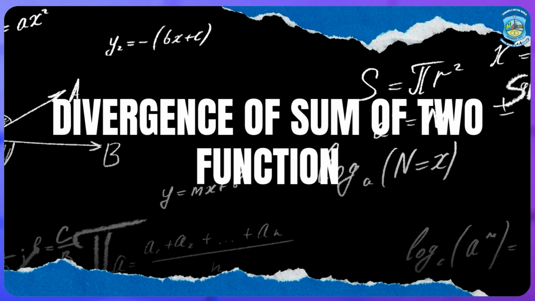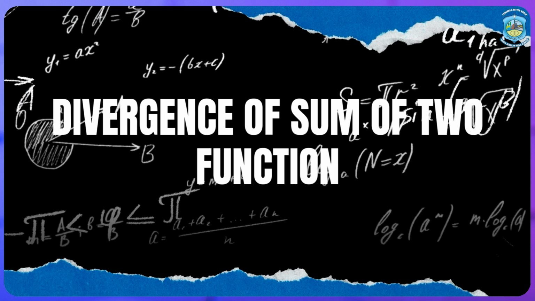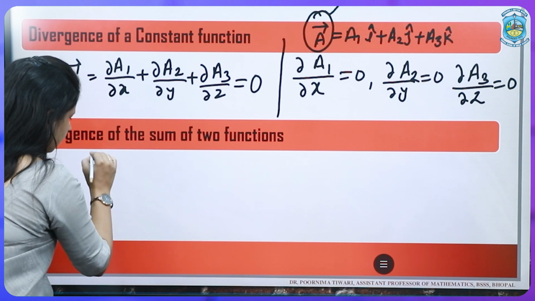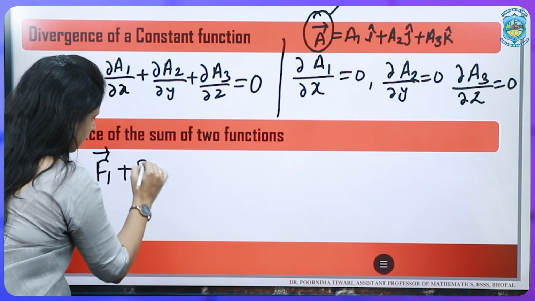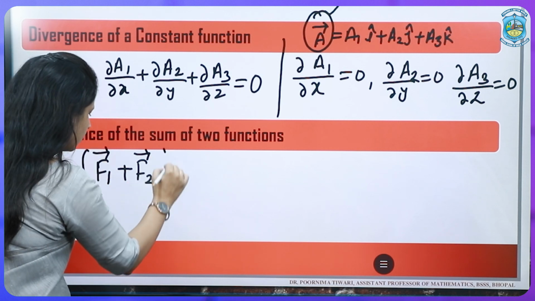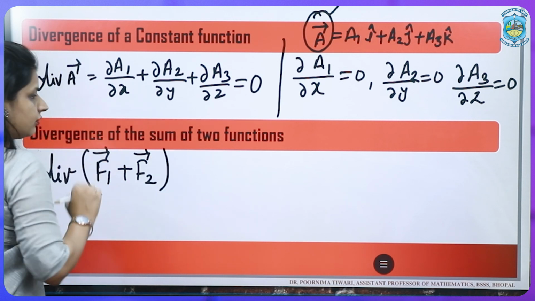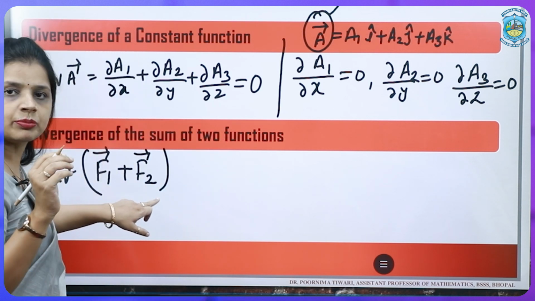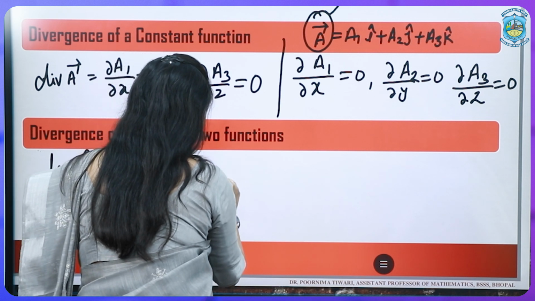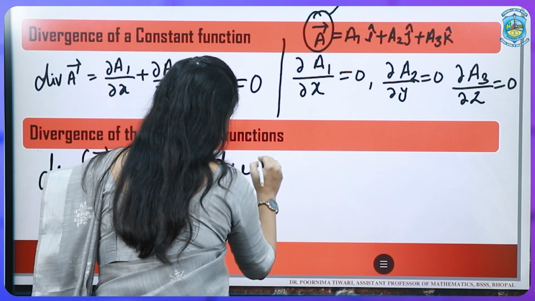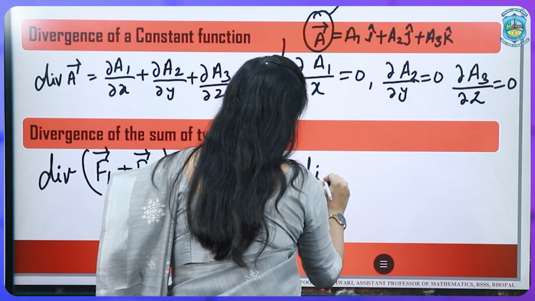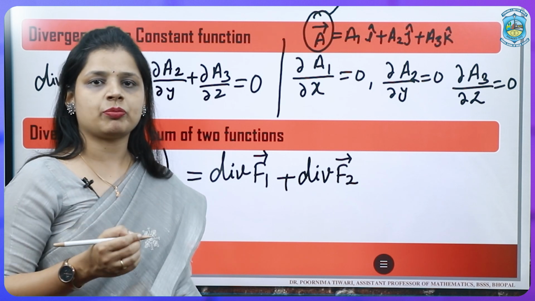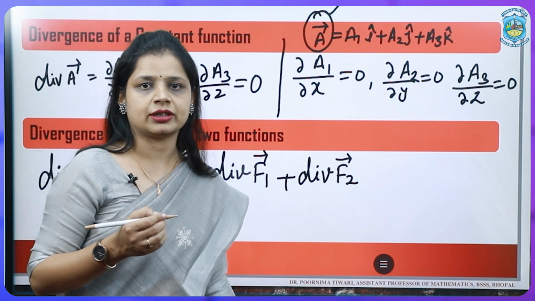Next we will study a property related to the sum of divergence. Suppose two vector functions are given to us, that is f1 and f2. If we have to calculate divergence of their sum, that is divergence of f1 plus f2, this would be equal to divergence of function f1 plus divergence of function f2. You can use it as a property of divergence of a vector function.